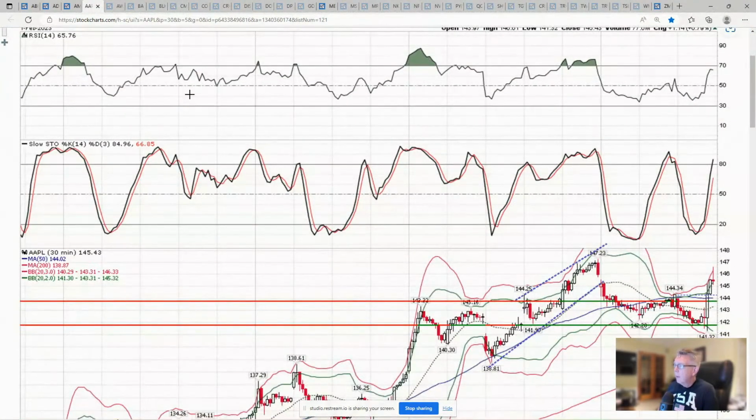Apple, which is as well coming out with earnings. Not much to do here. 30-minute chart, overbought, probably going to get a pullback. I think it's a buy. Were it not for earnings, I would think that a retrace back down to 144 would make it a buy. But given the fact that it's going to report earnings, I'll wait to see whether or not I want to do an earnings trade on it.